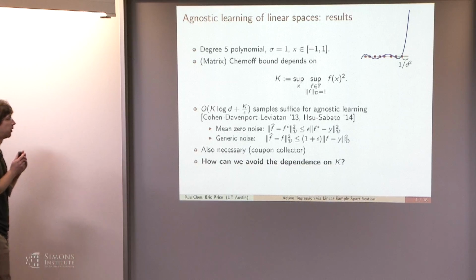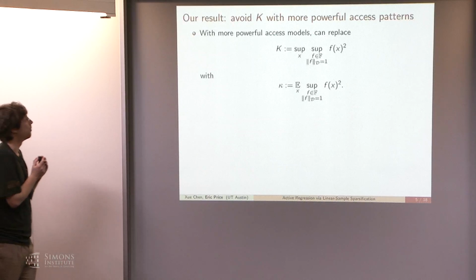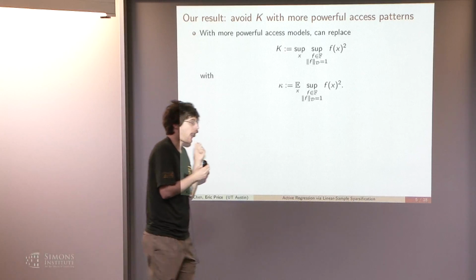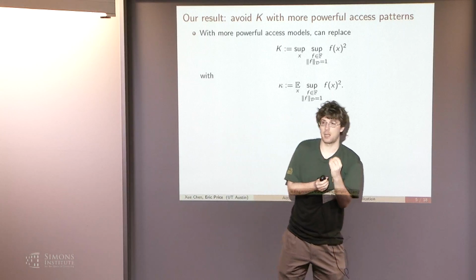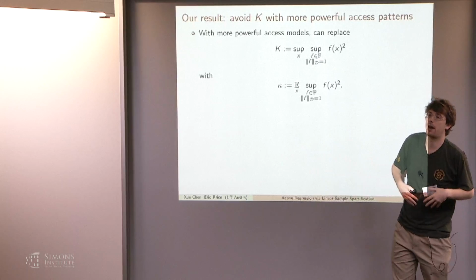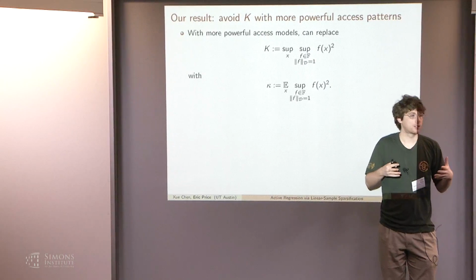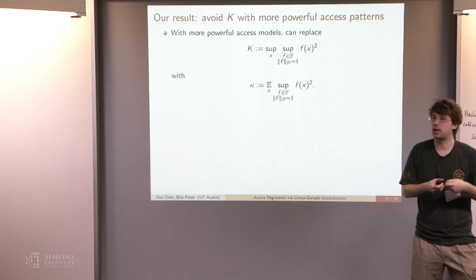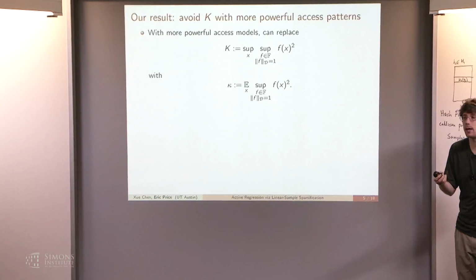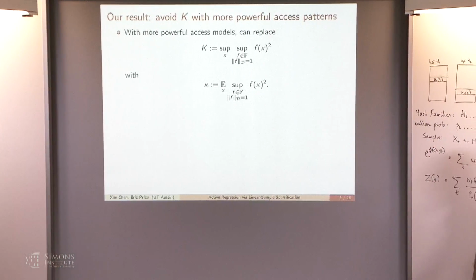So that's what the focus of the talk is going to be. In particular, we're going to look at other access patterns where we don't get our samples x uniformly at random, but we're able to choose them in some way. So that then we can do some sort of importance sampling towards the more important parts of the space so we can decrease the sample complexity.